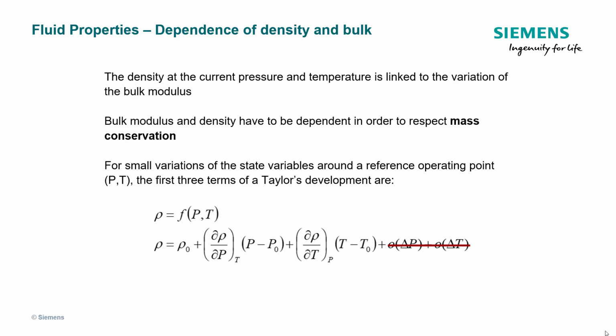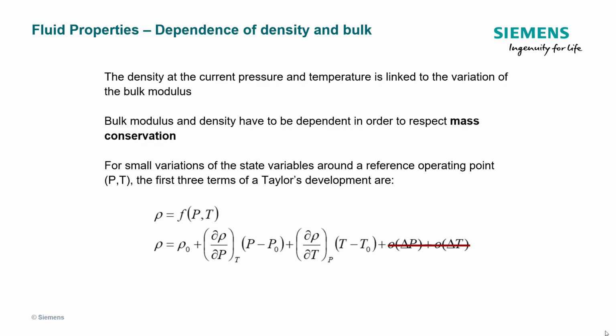Now comes an important note, the dependence of density and bulk modulus. Why is there a dependency between fluid density and bulk modulus? Because we need to respect the mass conservation law in the hydraulic system if there are no mass changes in the circuit. The density value at different pressure and temperature is linked to variation of bulk modulus, so we need to know exactly what the dependency between these two properties is by listing the equations behind.